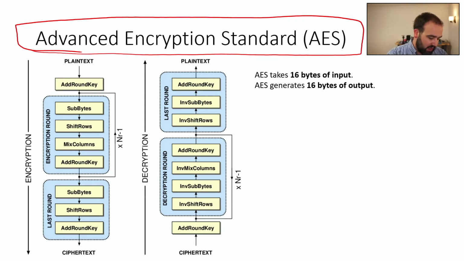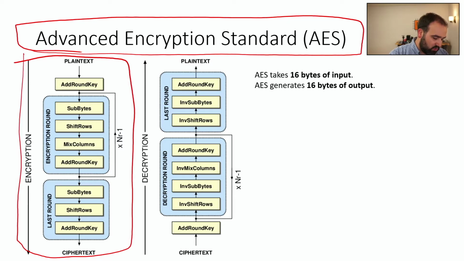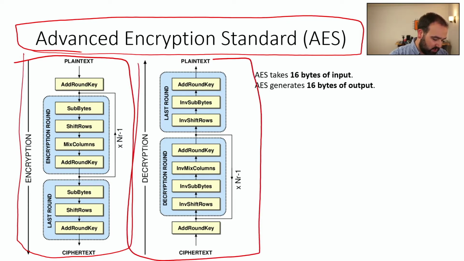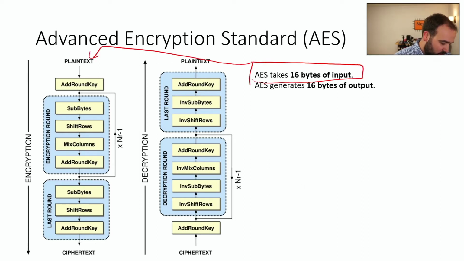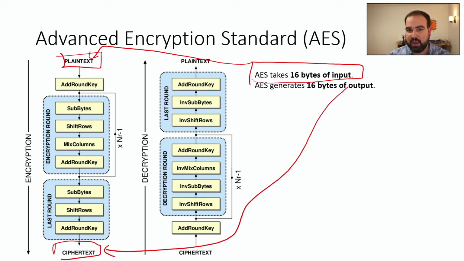The general idea of AES: I have two things here. One says encryption and one says decryption, and you'll see they run forward or backward. This is an example where it almost looks like a mirror, the encryption and decryption. AES always takes 16 bytes of input and always generates 16 bytes of output. If we look at encryption first, we could call the input plain text and the output ciphertext. We just learned that this means the block size of AES is 16 bytes.